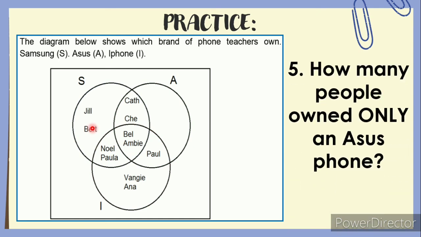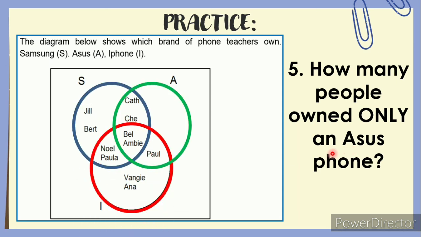Next, number 5. How many people owned only an Asus phone? So there is no element in this region because Kat, Che, Belle, and Ambi own both Asus and Samsung. And Paul owned both Asus and iPhone. So there is no teacher who owned only an Asus phone. So we have nothing or 0.